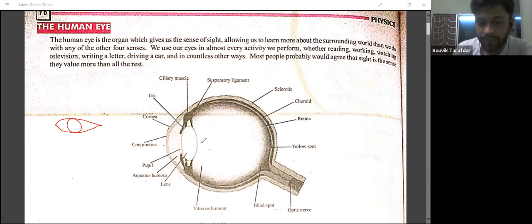Now coming to the lens. So the pupil also you understood. Now we are coming to the lens. What is our lens? The lens is the eye lens. Okay, let me tell you, this thing is the eye lens. This is the lens.